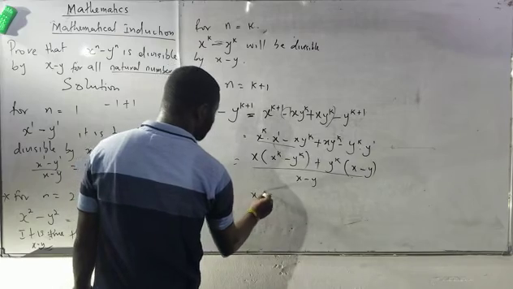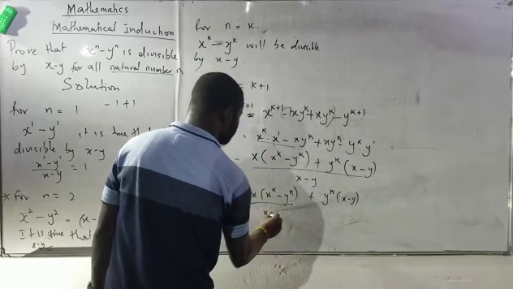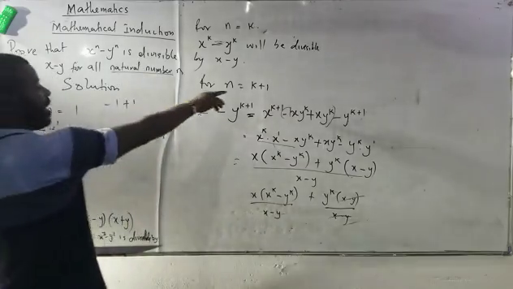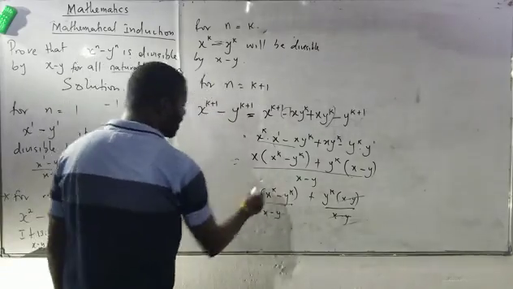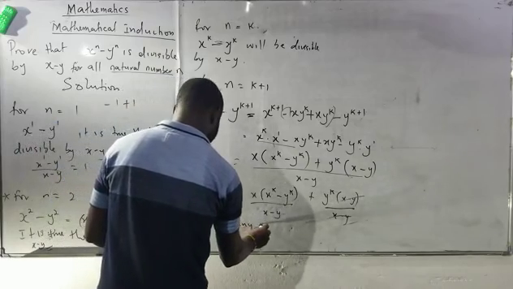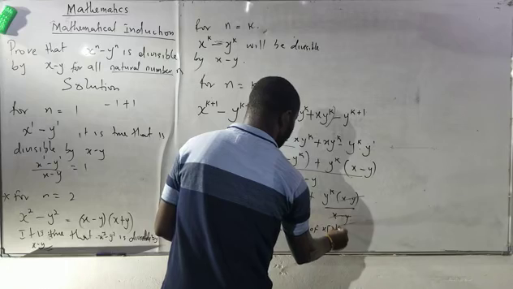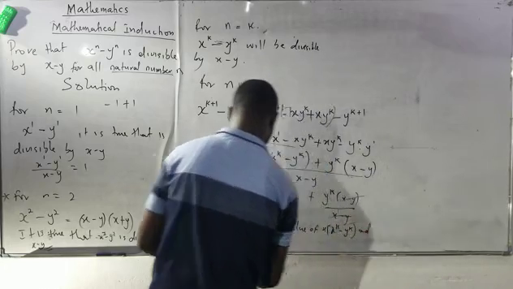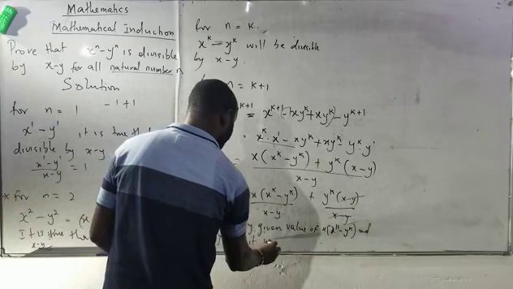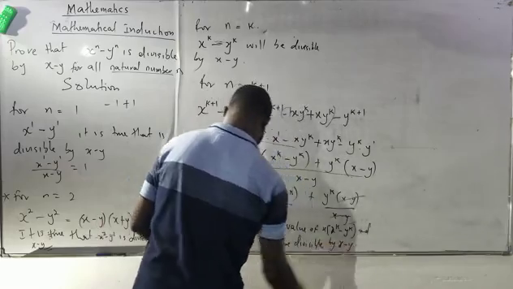It will be x bracket of x raised to power k minus y raised to power k, plus y raised to power k bracket of x minus y. Now, if x minus y divides this and this, and because it is being divided, it means this also will divide the whole expression. You can now draw a conclusion: at any given value, x bracket of x raised to power k minus y raised to power k plus y raised to power k bracket of x minus y will be divisible by x minus y. That is our conclusion.